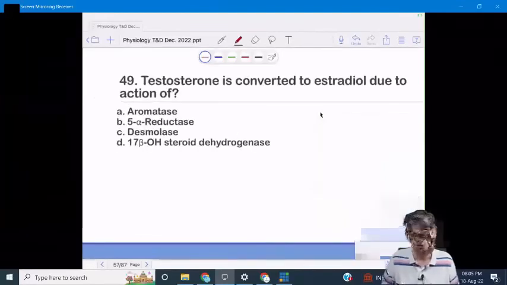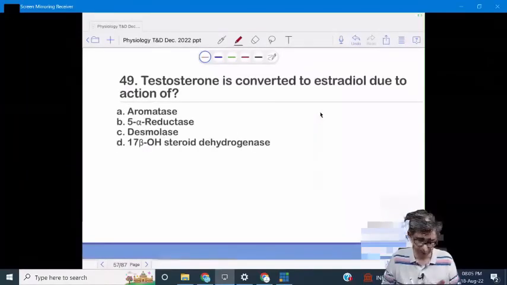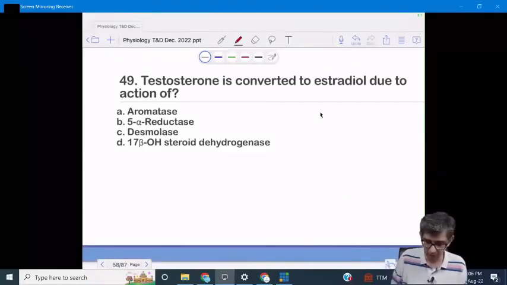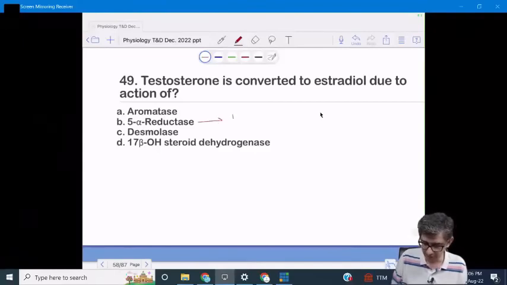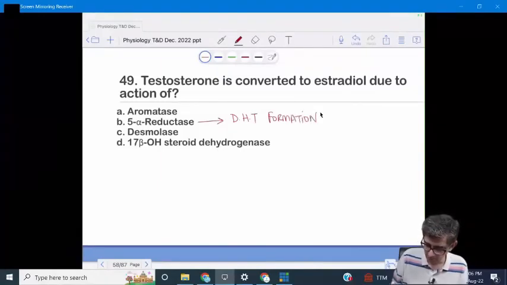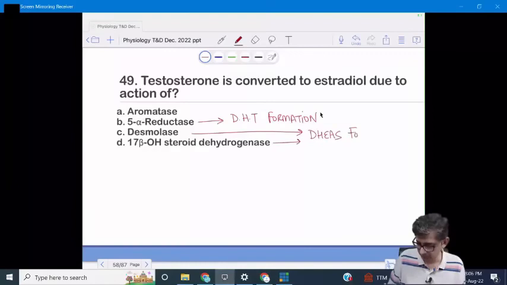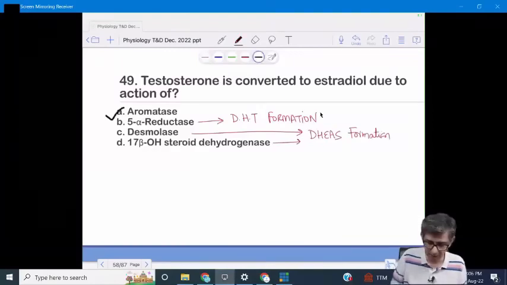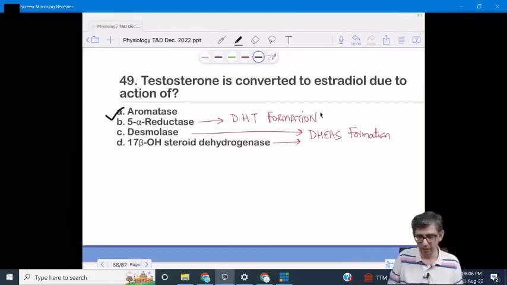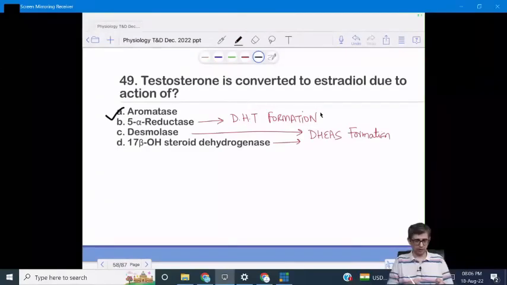Moving to 49, testosterone is converted to estradiol due to action of which of the following? I'll help in ruling out a couple of options, like 5-alpha reductase. This is with respect to formation of dihydrotestosterone. Yes, guys, you can comment with answers there. And option C and option D are related to dehydroepiandrosterone and androstenedione formation. So I think the question is solved here. Testosterone is converted to estradiol due to action of aromatase. Answer to 49 is option number A.